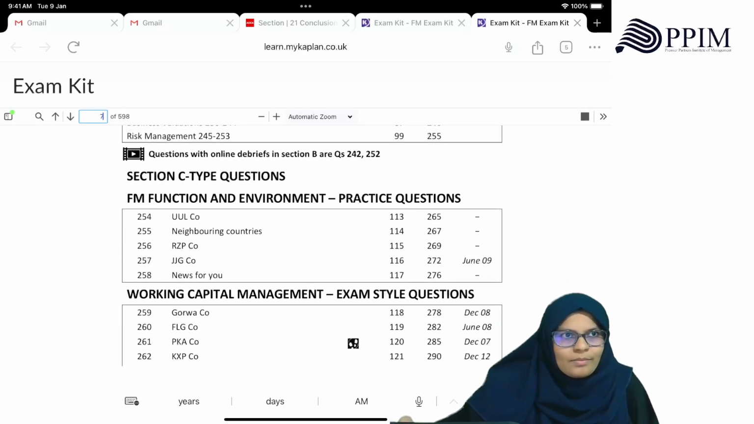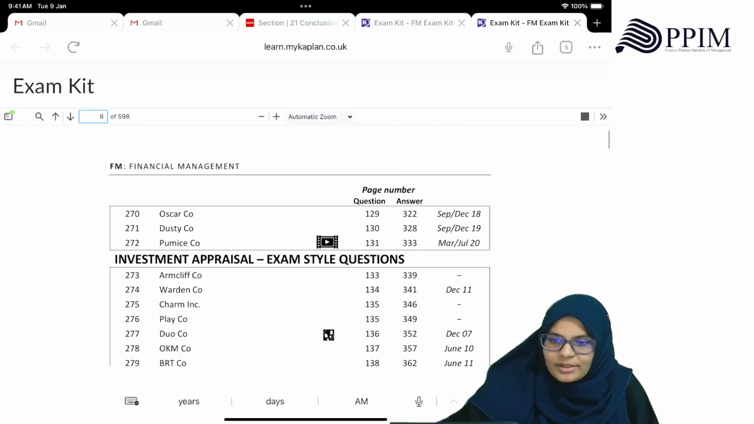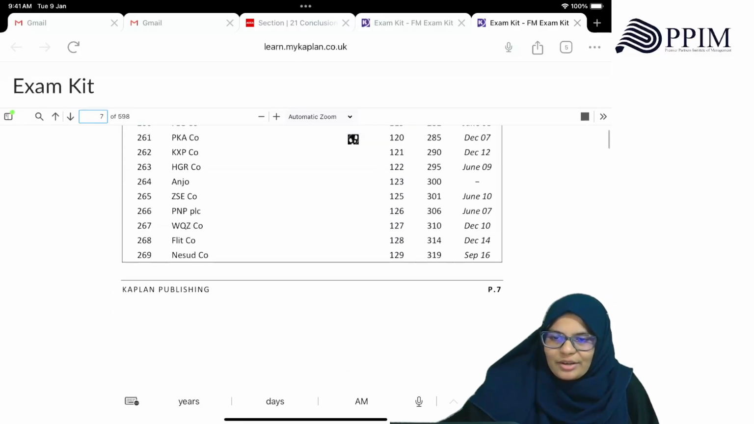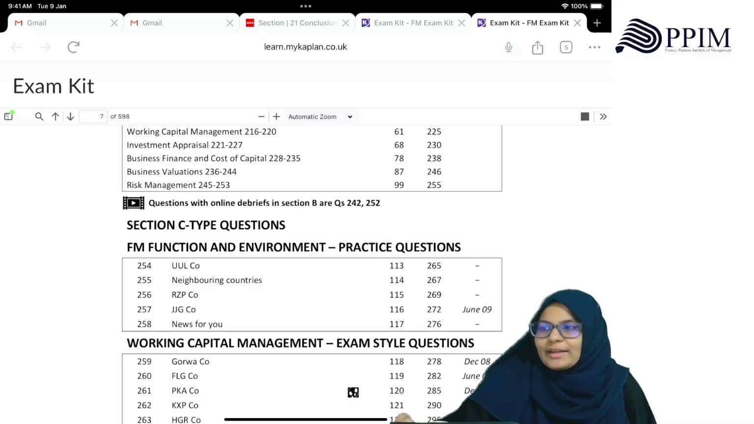Working capital, cash management, inventory management, and all. Those are important. Okay. Right. So hopefully next week we will do some more questions to do with working capital management. So at this point, guys, I have now this first part, financial management function and environment. You don't get in section A much. You can see the only question they have is some JJG company. Last they have asked in June 2009. Okay, very rare to get that area.